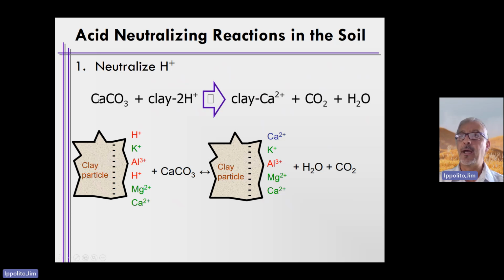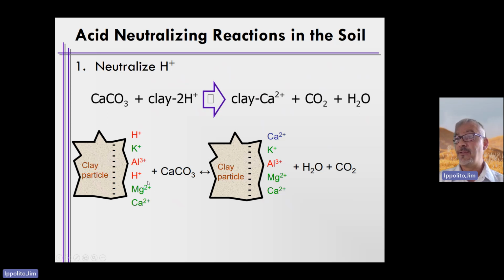This base cation can exchange hydrogen ions on clay surfaces if you add calcium carbonate in large enough quantity. The calcium replaces the hydrogen, which is what you see on the right of the reaction, and then the free hydrogen reacts with the carbonate from calcium carbonate to form carbon dioxide and water, right? So this occurs.